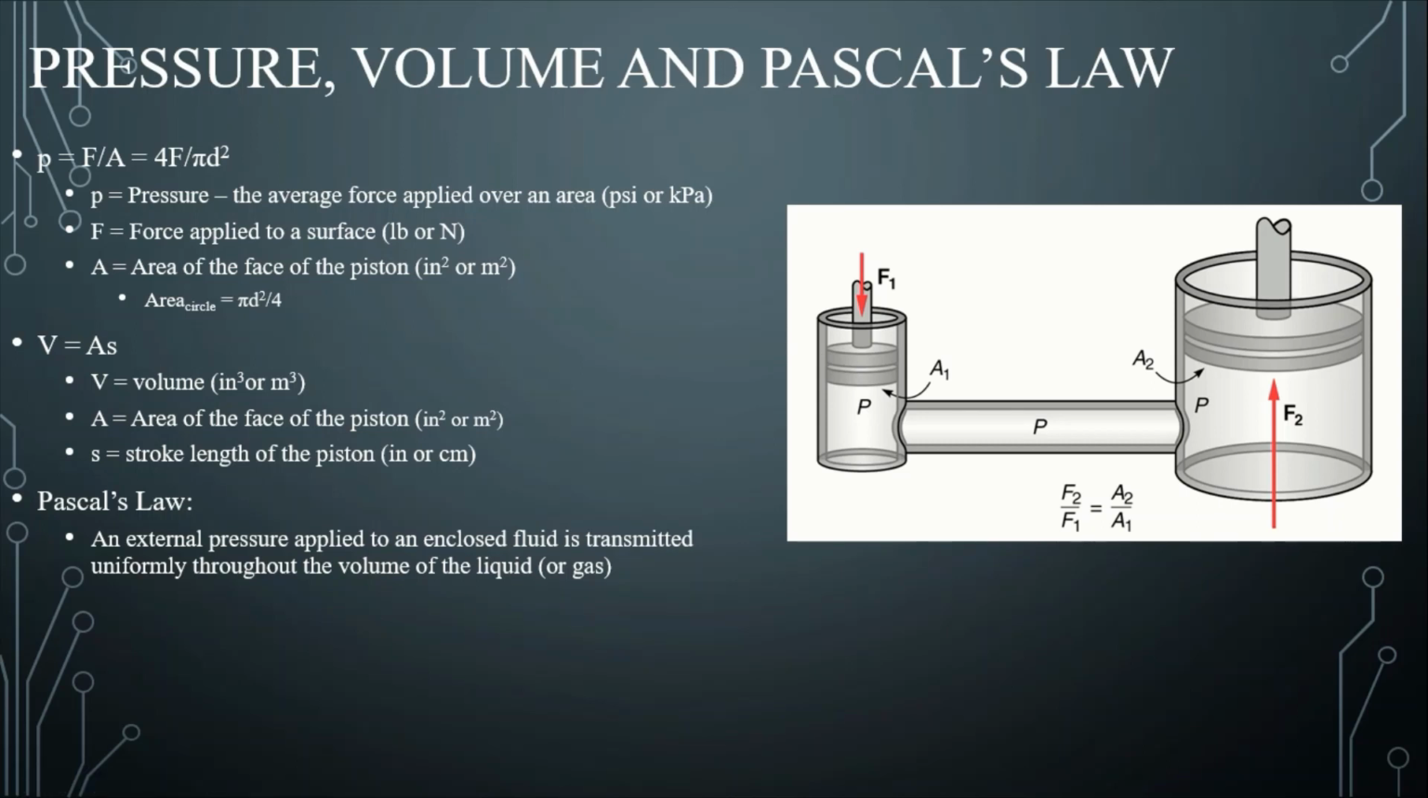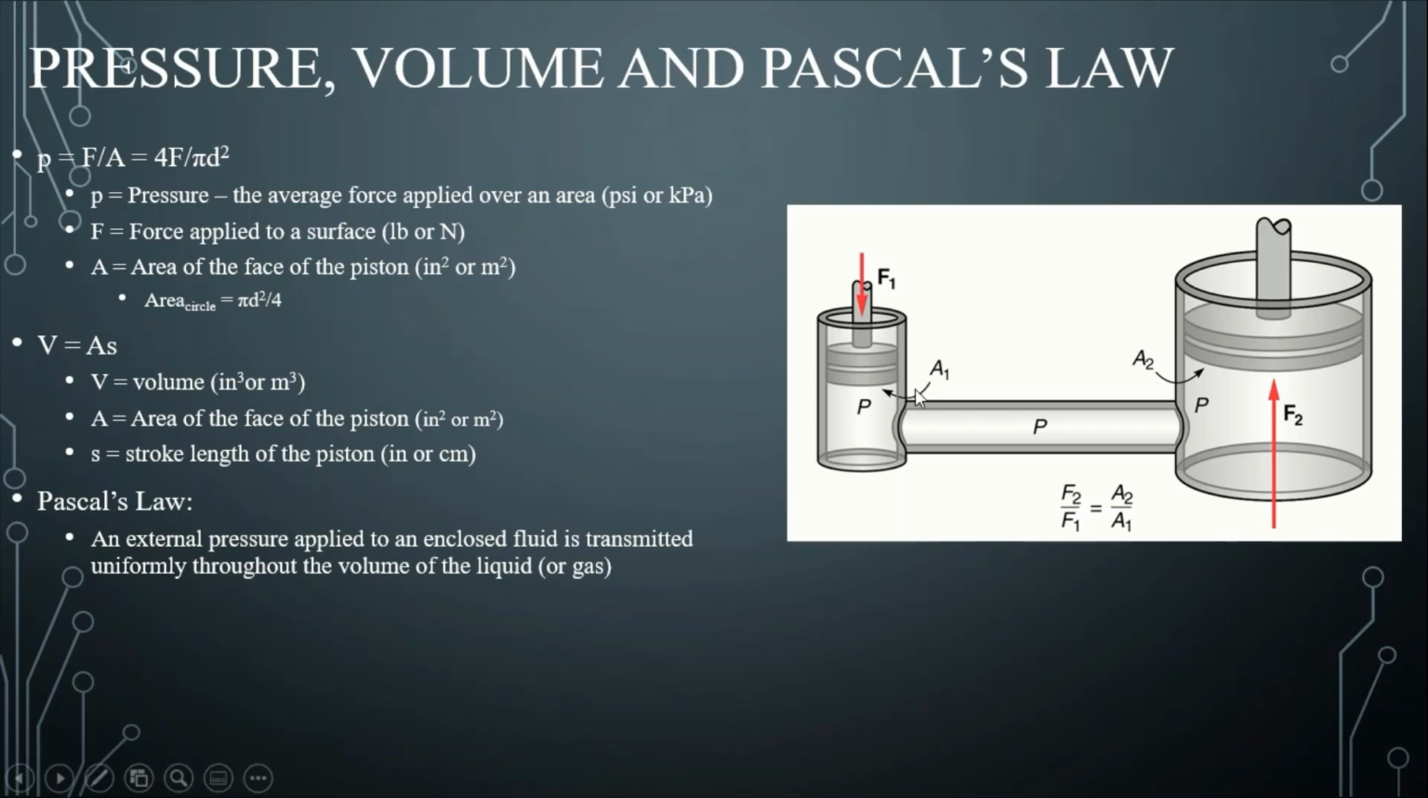The way that engineers will do this is we'll use area in terms of diameter. So in this case, it'll come out to 4 times force divided by pi times diameter squared, because it's a lot easier to measure the diameter of something than it is to measure the radius. And for volume, you'll have the area of the face of the piston times the stroke length. The stroke length is just how far the piston moves up and down. You could say the height.